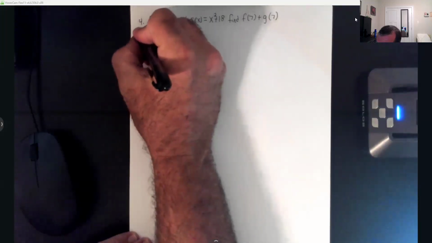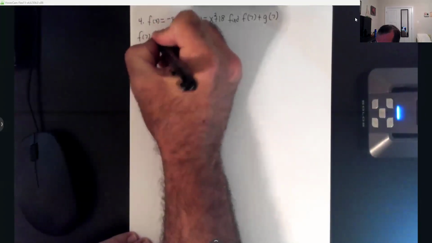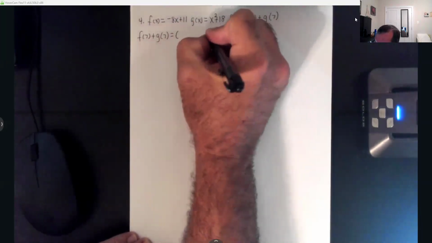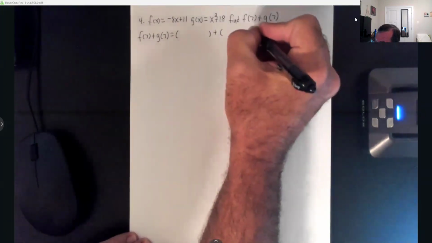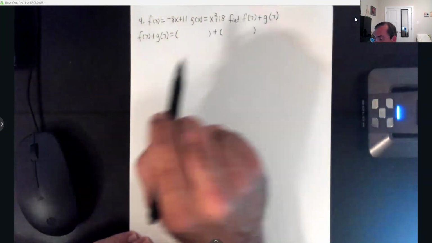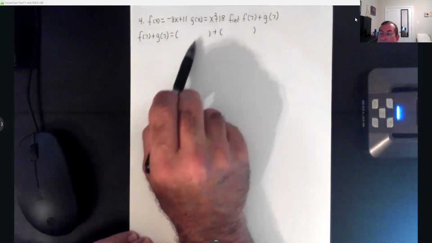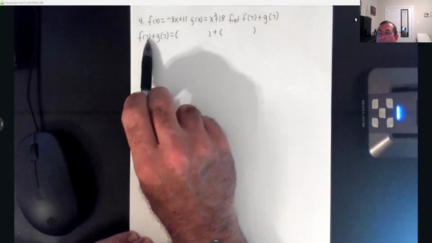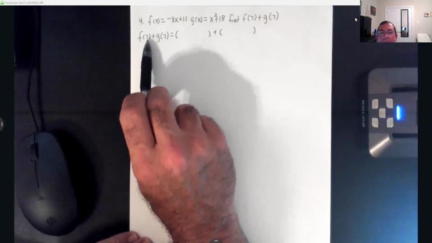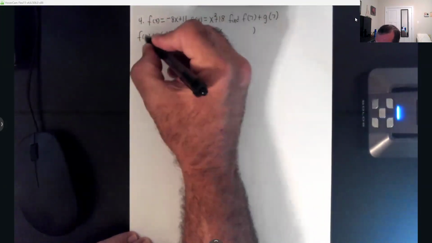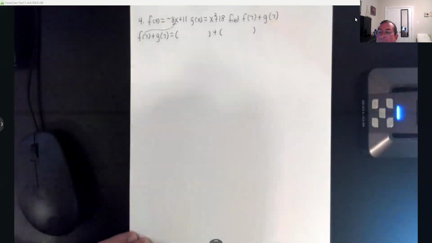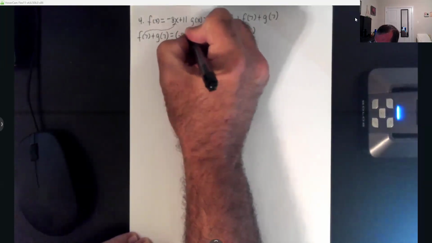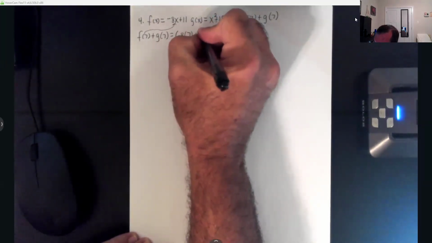So here we go. We got f of 7 plus g of 7 equals my f plus my g. But y'all look here, I'm not putting negative 8x plus 11 here. Because y'all see what they did? They gave me a 7 for the f function. So what that means is I need to put a 7 in for that x. So that's going to give me negative 8 times 7 plus 11.